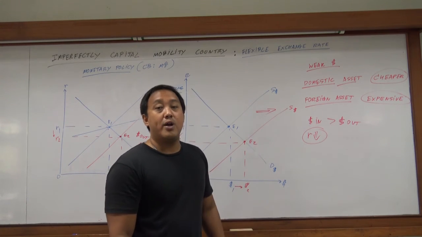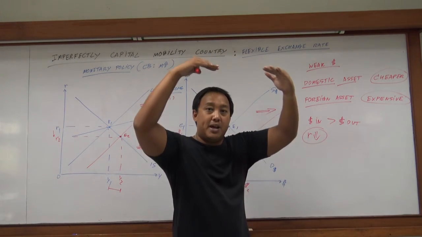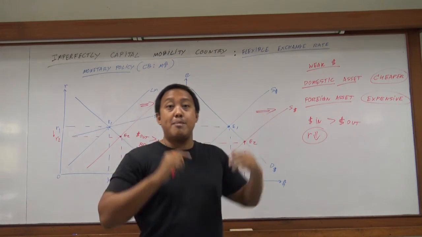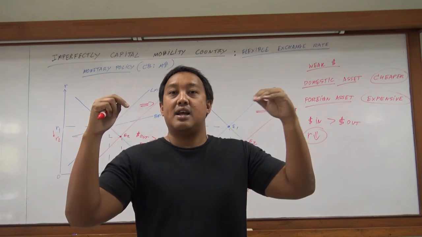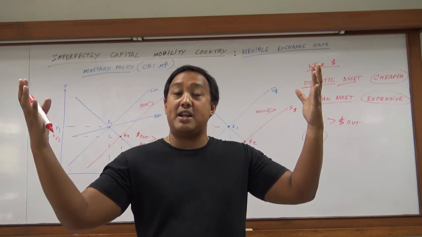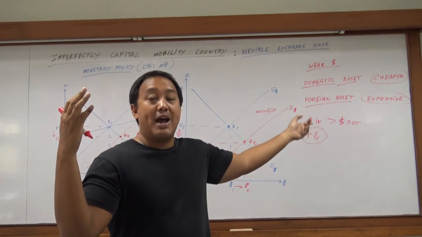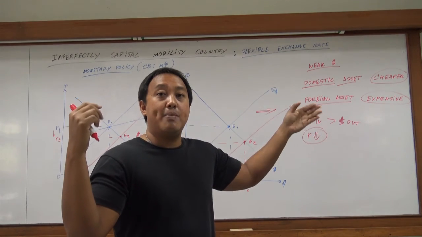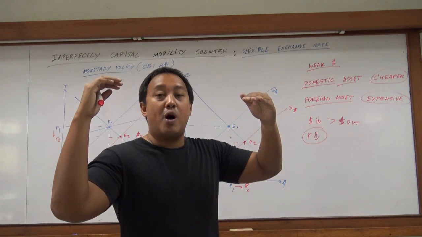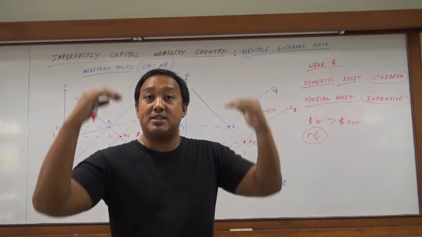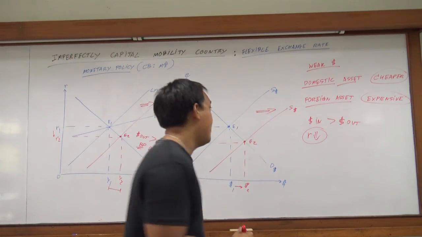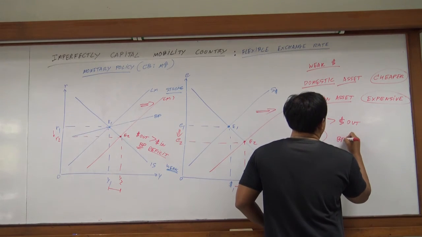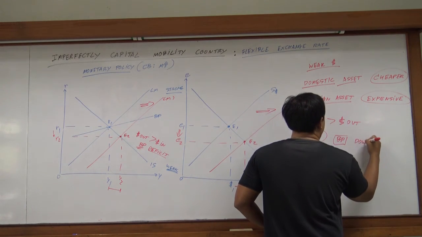By lowering the real interest rate, it means that the BP curve has to shift down. Remember, the BP curve represents the level of the real interest rate that makes the money flow in equal to the money that flows out. So in this case, we have the weak US dollar. In order to make the money flow in equal to the money flow out again, we have to lower the real interest rate. So it means that we have to shift the BP curve down.